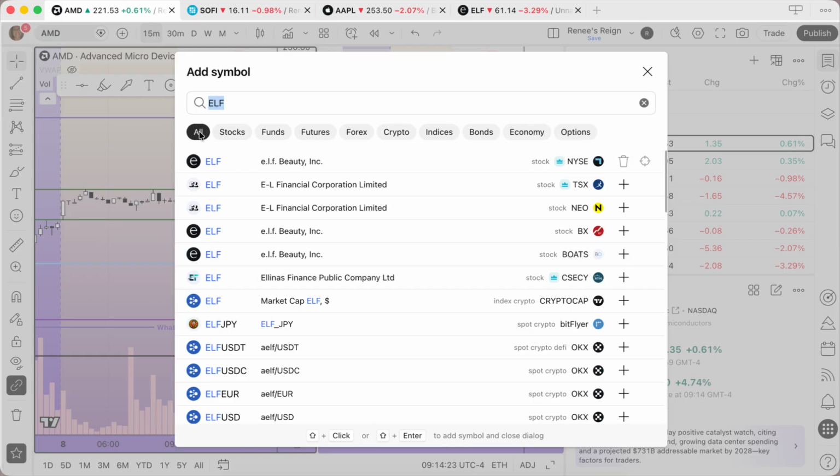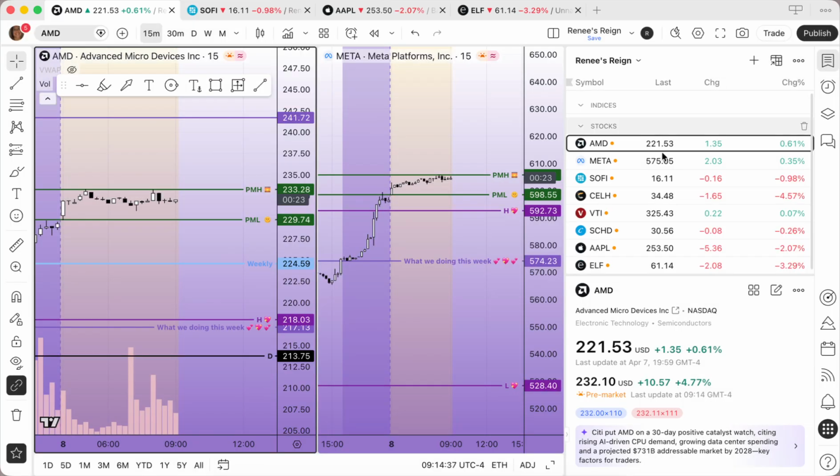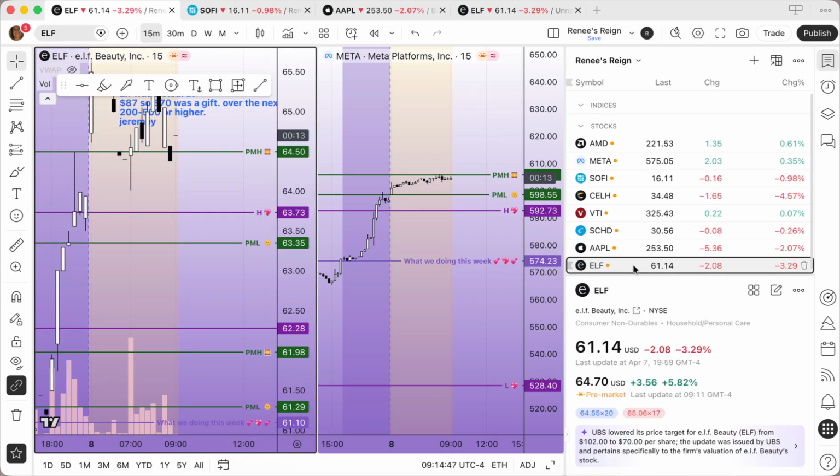And I have it set for all, but if you were just looking for stocks or just a fund, you could filter. I don't do futures, forex, crypto, or bonds. I don't do these others, but I just keep it on all, so it will search through everything, and then you put them in there, and here's what they would be, and you have what they changed. So it's currently trading at $61.14. Let me click on it here, and the change is it's gone down $2.08, which is a 3.29% drop since the last time. I guess that would have been yesterday.